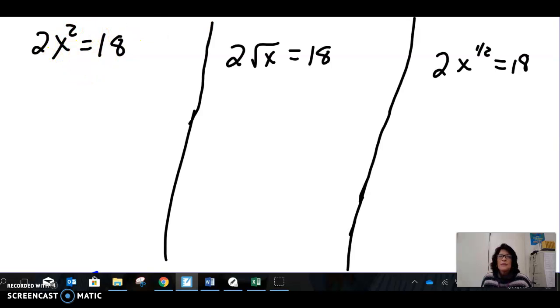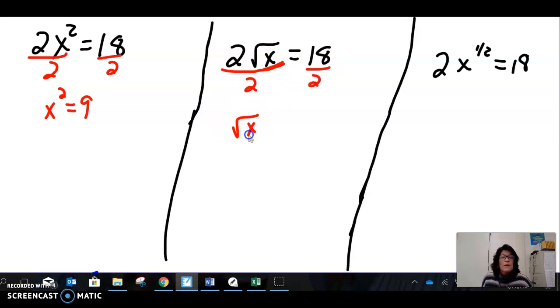I still want to get x squared by itself. So my first step would be to divide by 2. X squared equals 9. That's old, okay? It's the same thing if I have this equation. I want to isolate this x, so I'm going to divide by 2, okay? Don't think you do anything differently than you've been doing. You know how to isolate the variable and get it by itself.